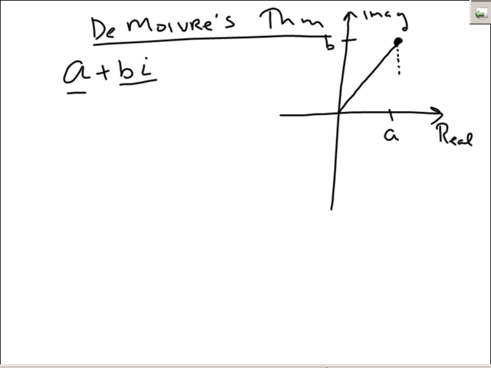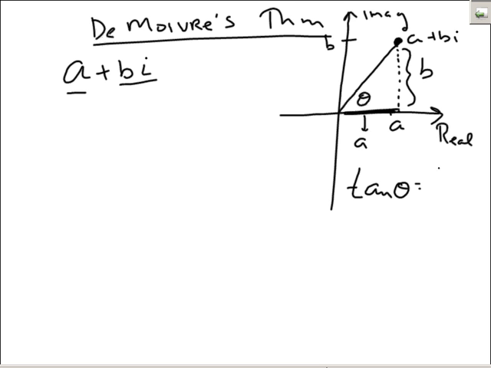Well, here's our right triangle. And I guess a should be just ever so little bit more to the right. So this is the point a plus bi. Now, this horizontal distance, well, that's a, and this vertical distance, that's b. Well, it turns out that the tangent of theta is opposite over adjacent.